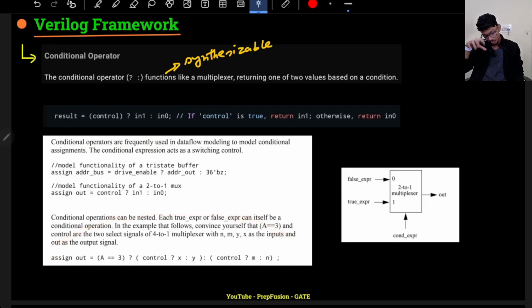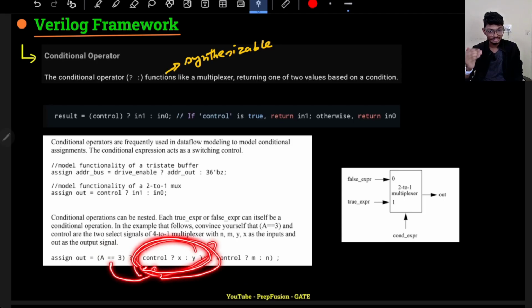But we can nest the conditional operators as well. The first one, first it will check if a is equal to, sorry, if a is equal to 3. If a is equal to 3, then I will perform this operation. If it is not true, then I will perform the other operation. Let's say a equals 3 is true, then I will go into this one. Now when I come to this operation, I have another conditional operator, so I will check whether control is true. If control is true, then I will return x. If control is false, then I will return y.